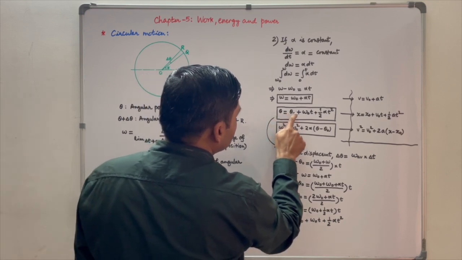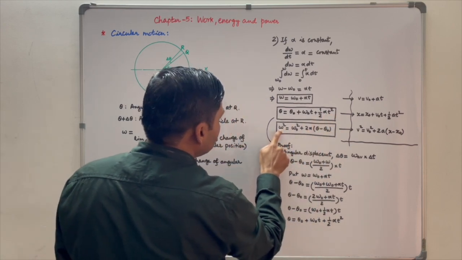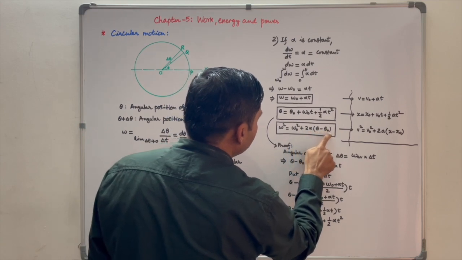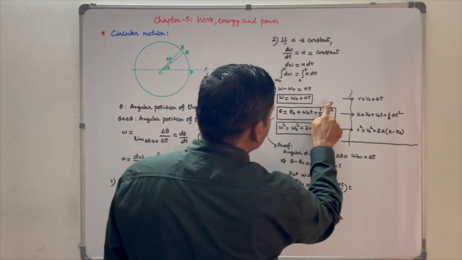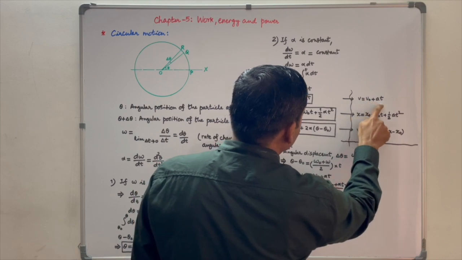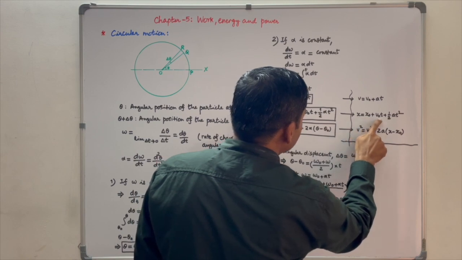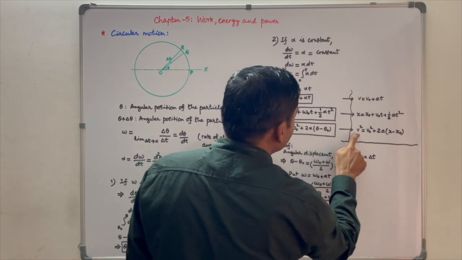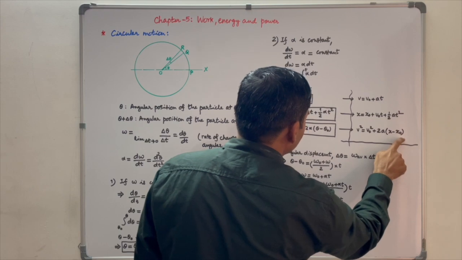Theta is equal to theta 0 plus omega 0 t plus half alpha t square, and omega square is equal to omega 0 square plus 2 alpha into theta minus theta 0. These three equations are analogous to motion in a straight line. First equation is analogous to v is equal to v0 plus at. Second equation is analogous to x is equal to x0 plus v0t plus half at square. And third equation is analogous to v square is equal to v0 square plus 2a into x minus x0.